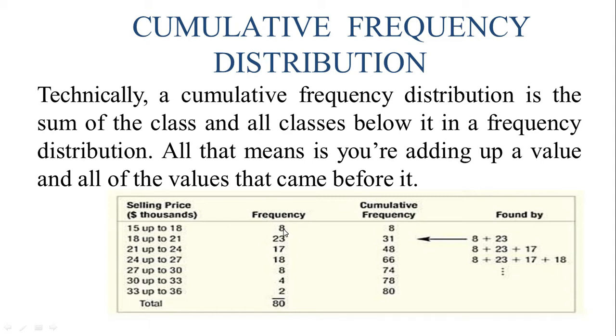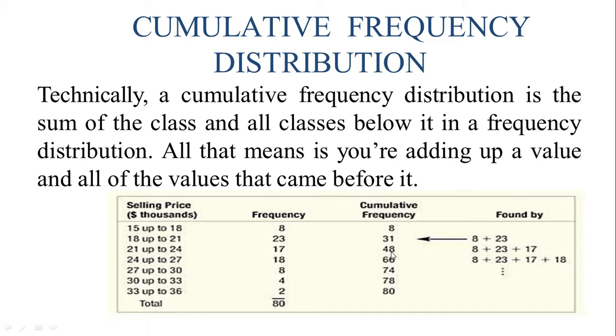First was the 8, and you have to add 8 plus 23. So you will get 31. Here it is shown that 8 plus 23, that is 31, and in the next segment you will add 31 plus 17. 31 plus 17, that is 48.